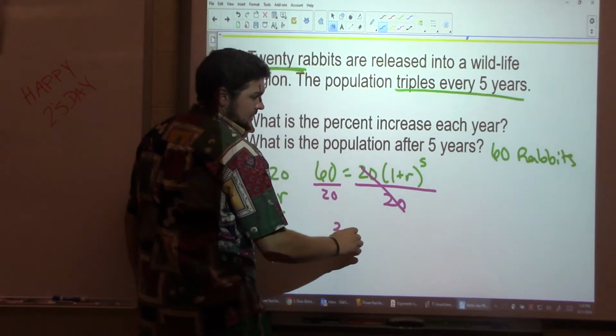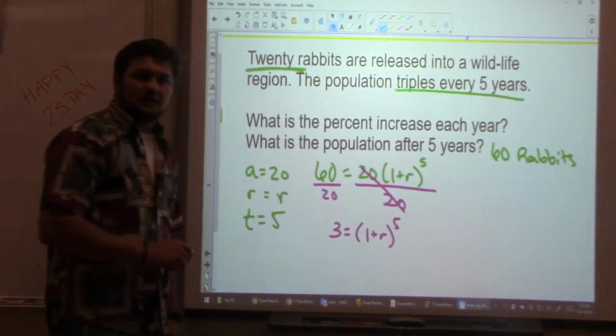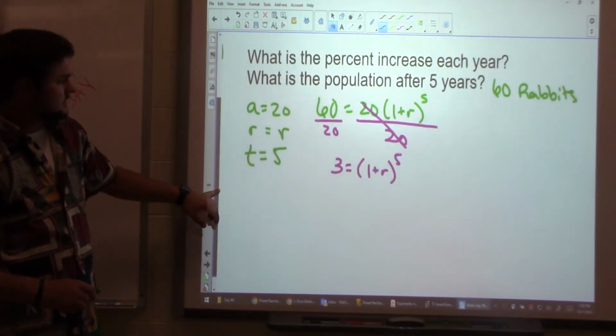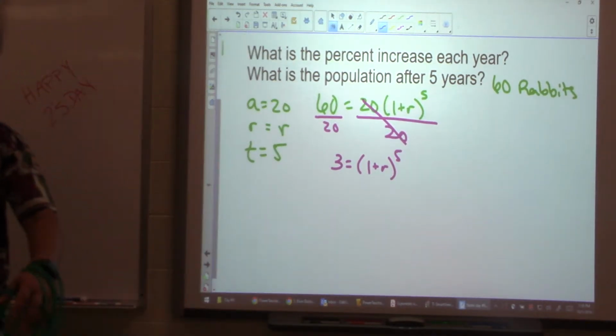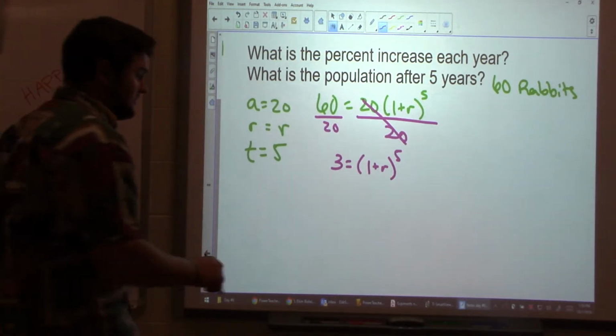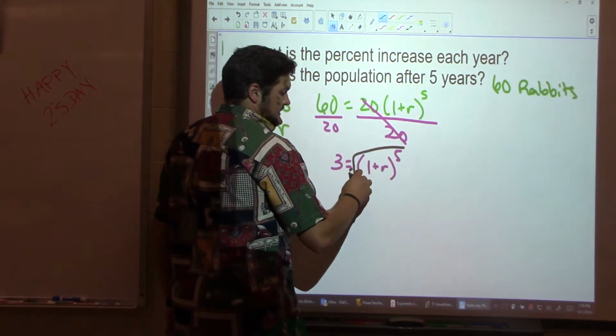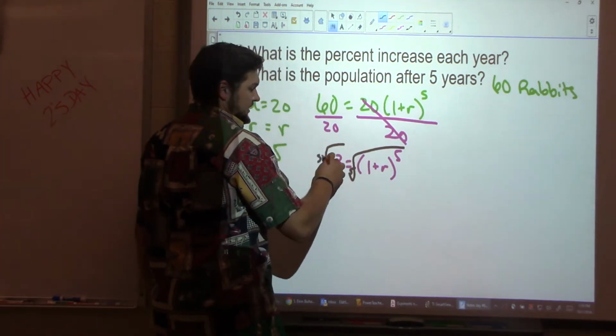I get 3 equals 1 plus r to the 5th power. Well, how do I get rid of that 5th power? Don't say the square root. That'd be getting rid of a square. The 5th root. If we take the fifth root of both sides, it gets rid of that fifth power.